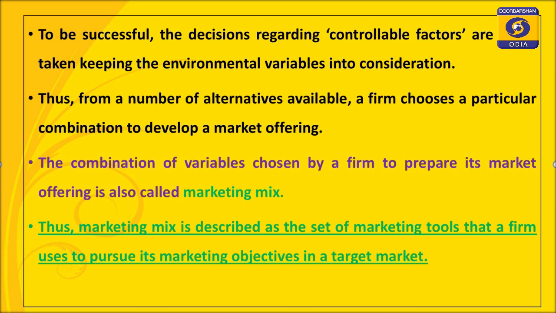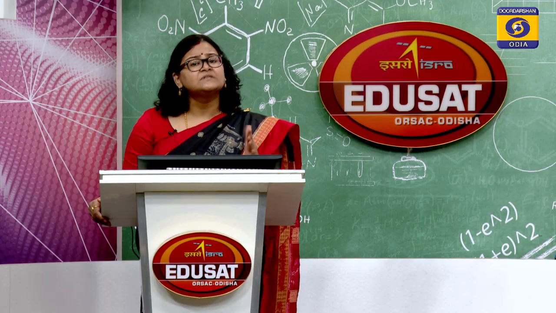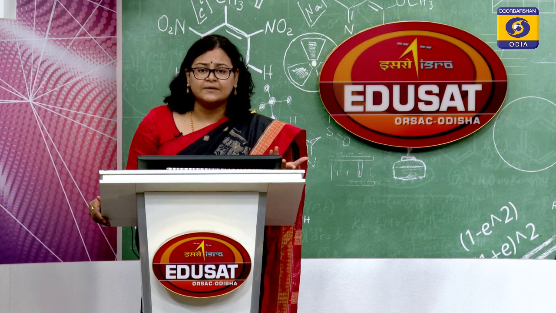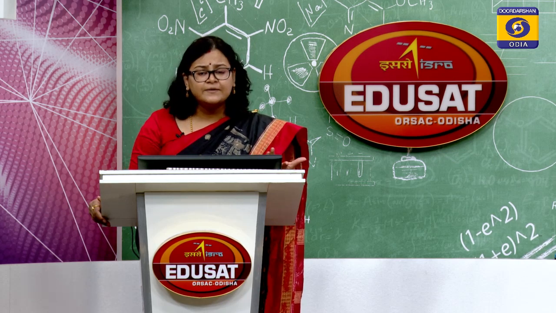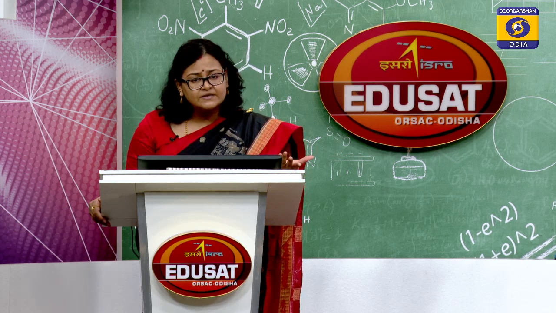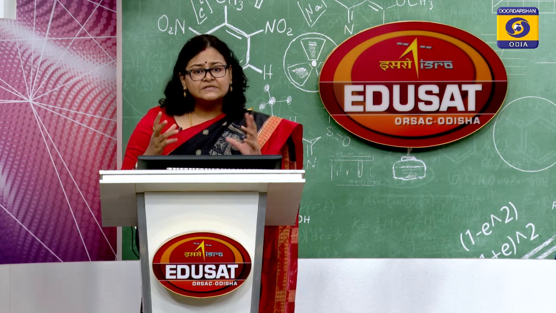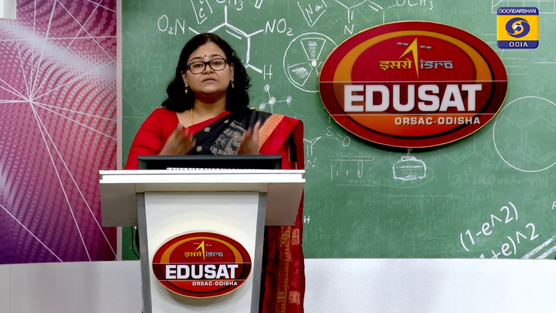Thus, from a number of alternatives available, a firm chooses a particular combination to develop a market offering. That means there are certain factors which the business can control and some factors which the business cannot control at all, like the economic environment and the political environment. You have read in the environment chapter that the environment has controllable factors as well as uncontrollable factors. So keeping all these factors in mind, a business has to produce a product and make it reach from the producer to the ultimate consumers.